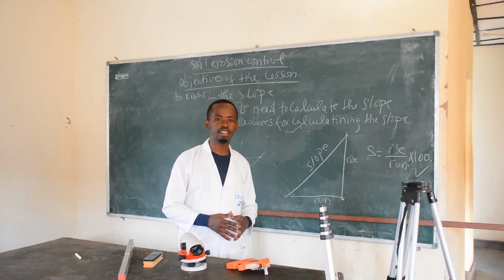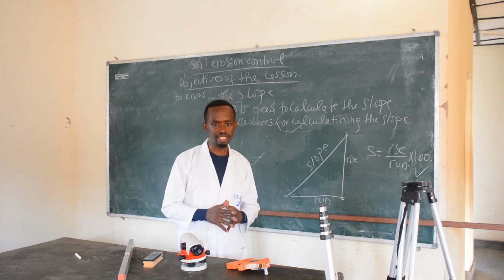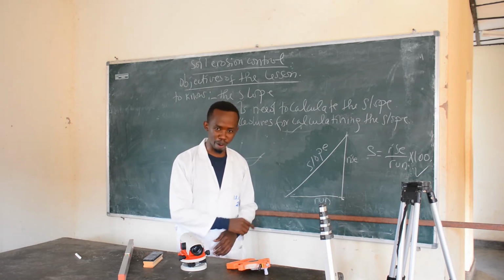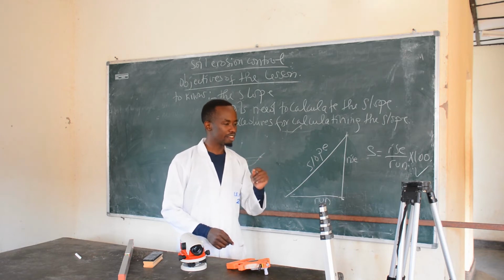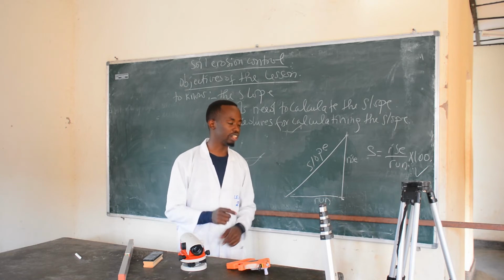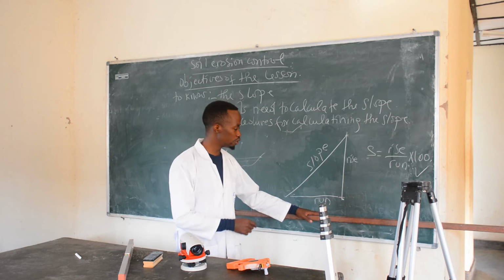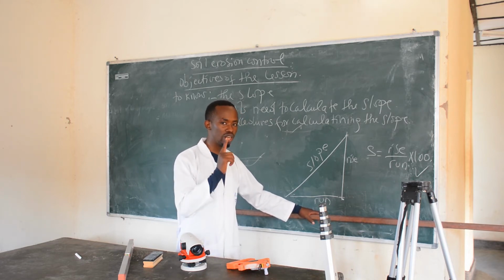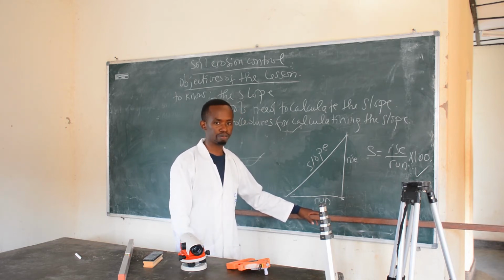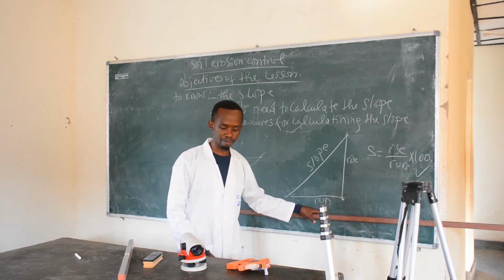Now, students, after knowing what the slope is, what are the tools needed for calculating the slope? Very important. The very essential tool that we need to calculate the slope of the field is this one. All of you, can you see this tool? This tool is called the N-frame, because it has the N shape. We will see how to use it.